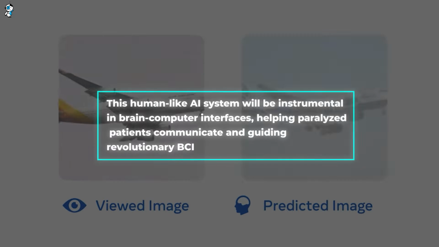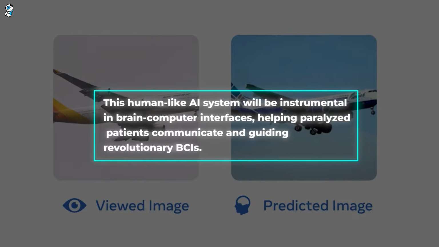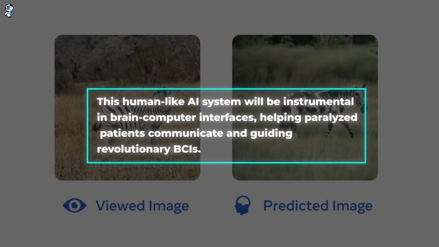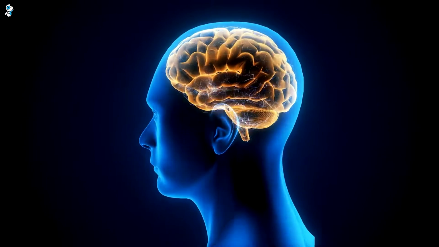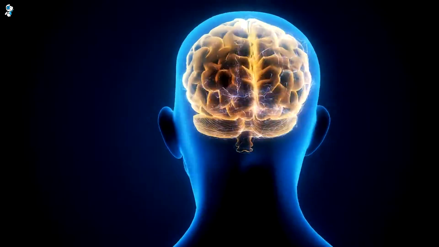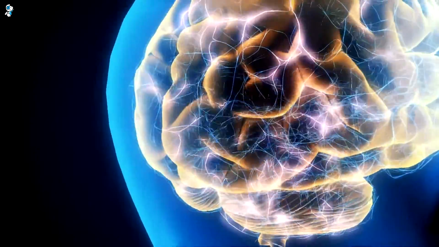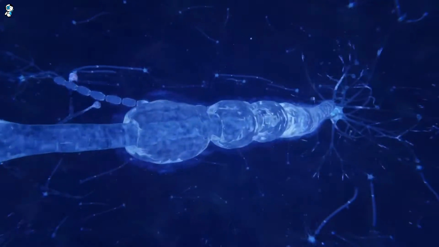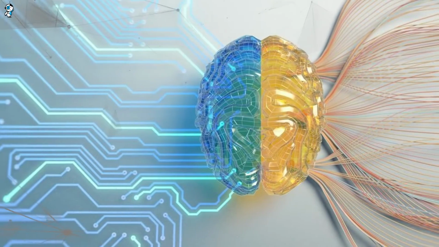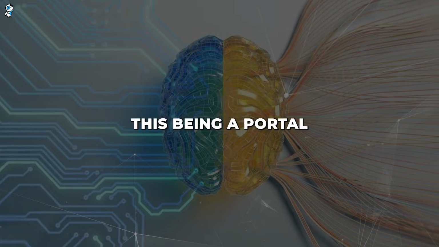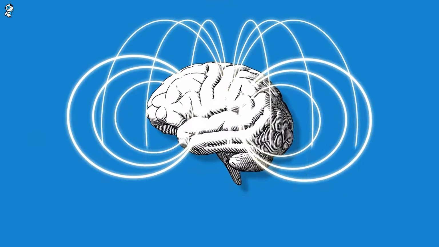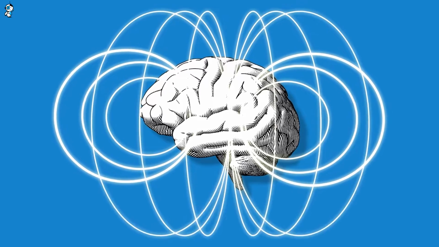This human-like AI system will be instrumental in brain-computer interfaces, helping paralyzed patients communicate and guiding revolutionary BCIs. It also unlocks a new understanding of human intelligence by revealing how our brains construct the visual world. The AI patterns provide an unprecedented window into mental representations and perception. Looking ahead, Meta sees this being a portal to AI that learns and reasons like humans. Brain decoding AI paves the way for systems with true human-like cognition.